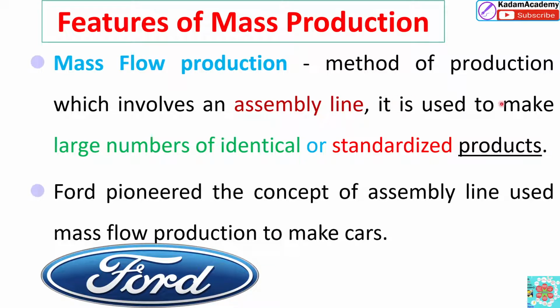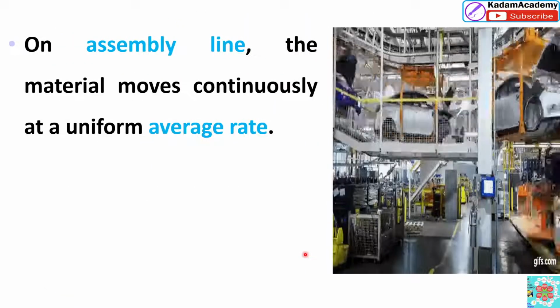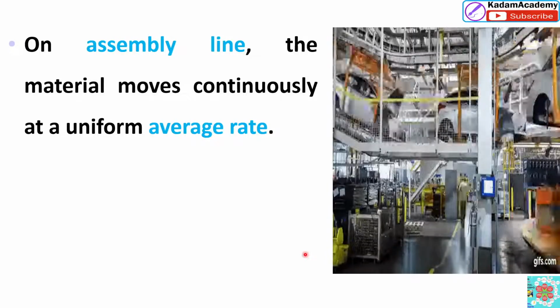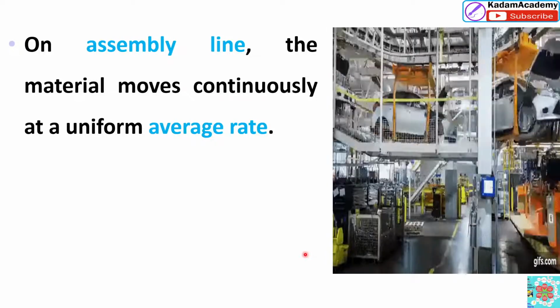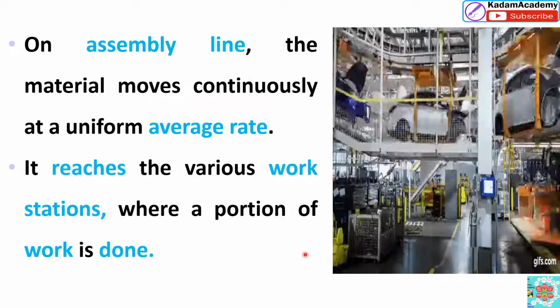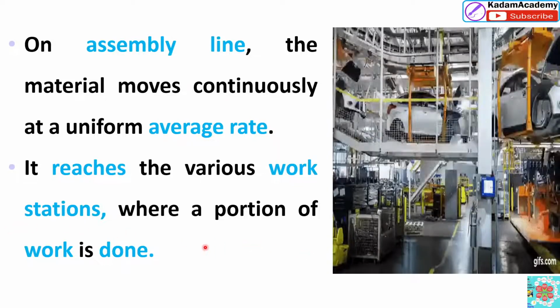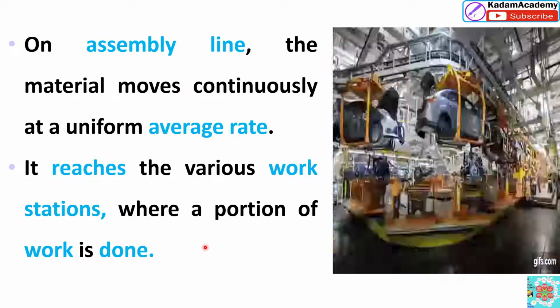This mass production method has an assembly line, correct? But who pioneered this assembly line? Ford had the concept of the assembly line, used for mass production to make cars. Friends, in the assembly line, the material moves continuously at a uniform average rate from one place to another, and at every stage when it reaches a workstation, some portion of work is done here.